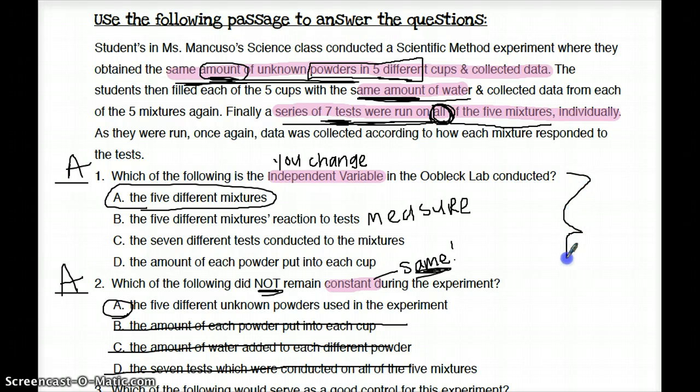These 2 questions are asking the same thing. They're just worded in 2 different ways. They're asking you what you actually changed.